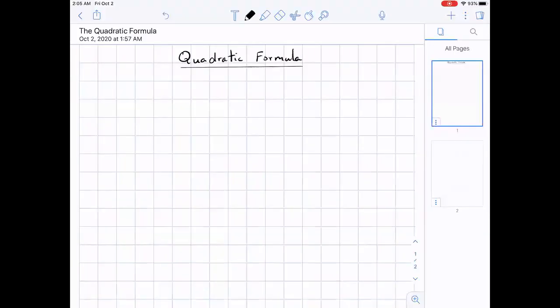We'll now look at the quadratic formula. The quadratic formula is a formula we use to solve quadratic equations. As you recall, a quadratic equation is written in the form ax squared plus bx plus c equals 0, where a cannot be equal to 0.